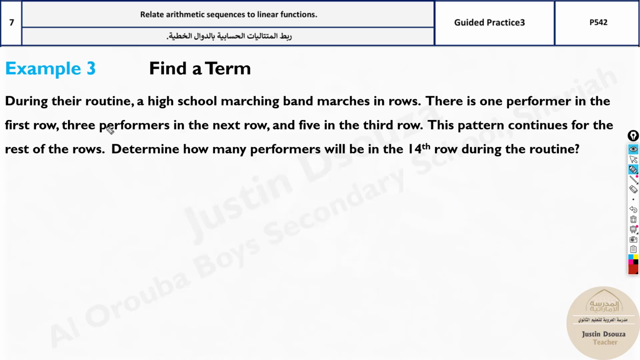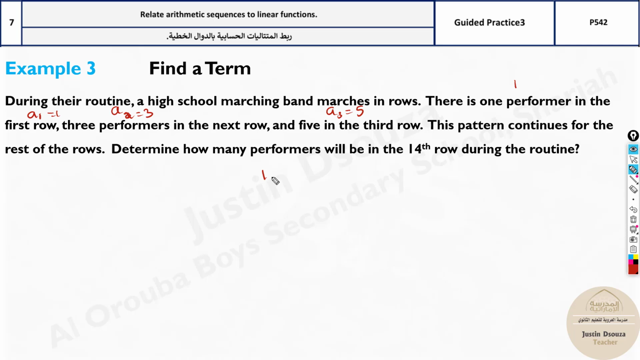Here, during their routine, a high school marching band marches in rows. There is one performer in the first row. They have told us this is the first row, A1. Now first row it's 1. A1 is 1. Three performers in the second row, that will be A2 is equal to 3. And 5 in the third row, A3 is 5. This pattern continues for the rest of the rows. Determine how many performers will be there in the 14th row.